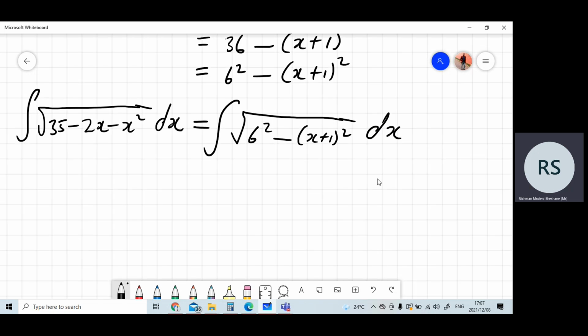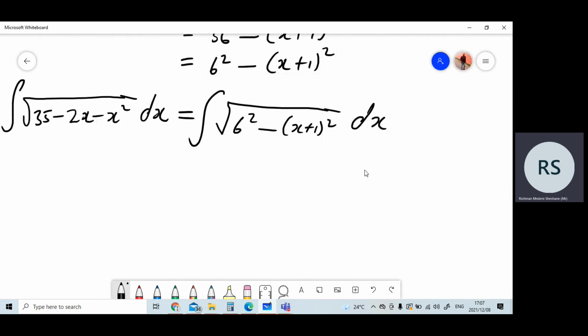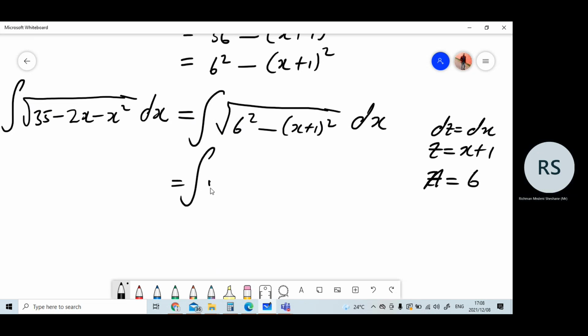All right. So next, you need to choose what z is and what a is from those 2 terms. You choose z such that it's a function of x in squared form, so it will be x plus 1, and choose a such that it's a constant in squared form, so the constant is 6. And then from z, find dz, which will be dx. After you choose z and a, substitute them back into your problem to see which formula you're going to use.